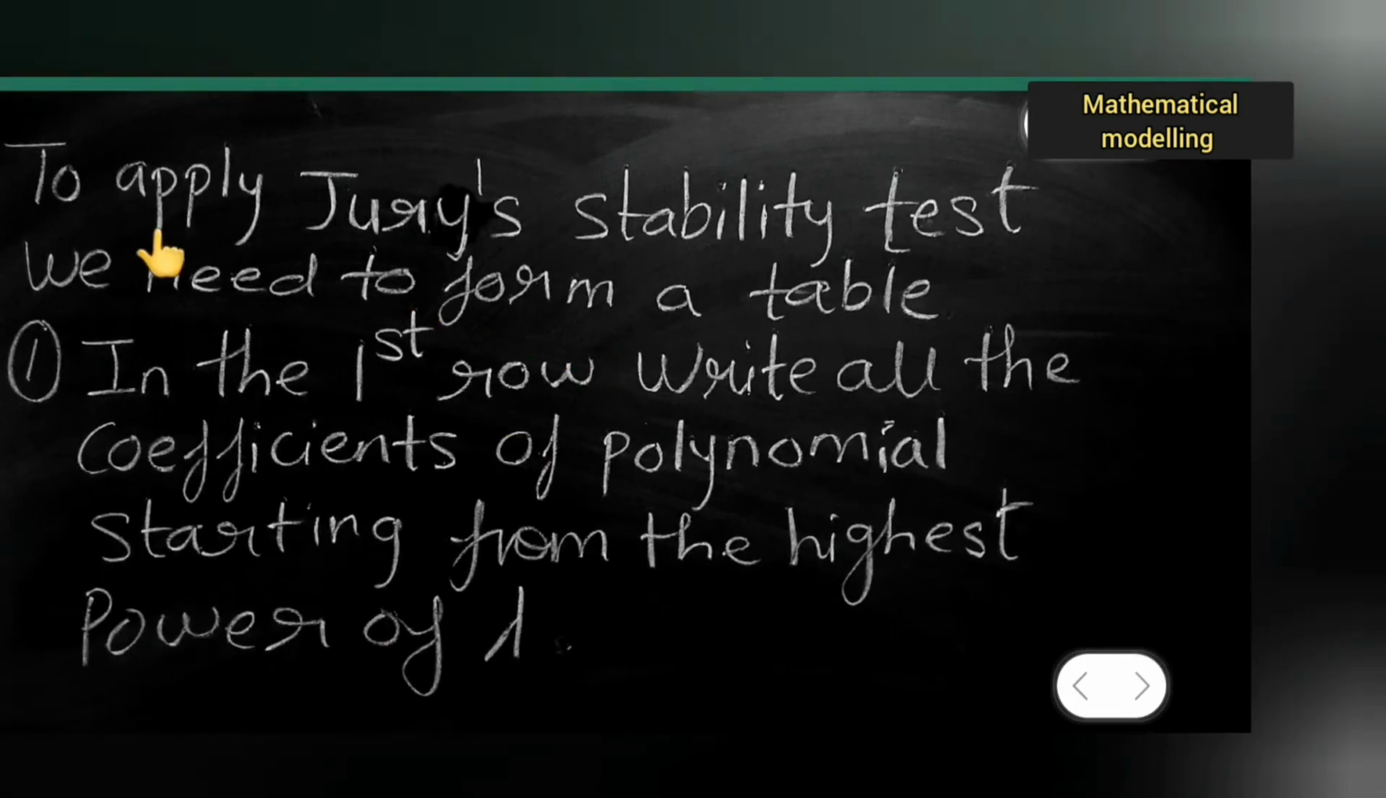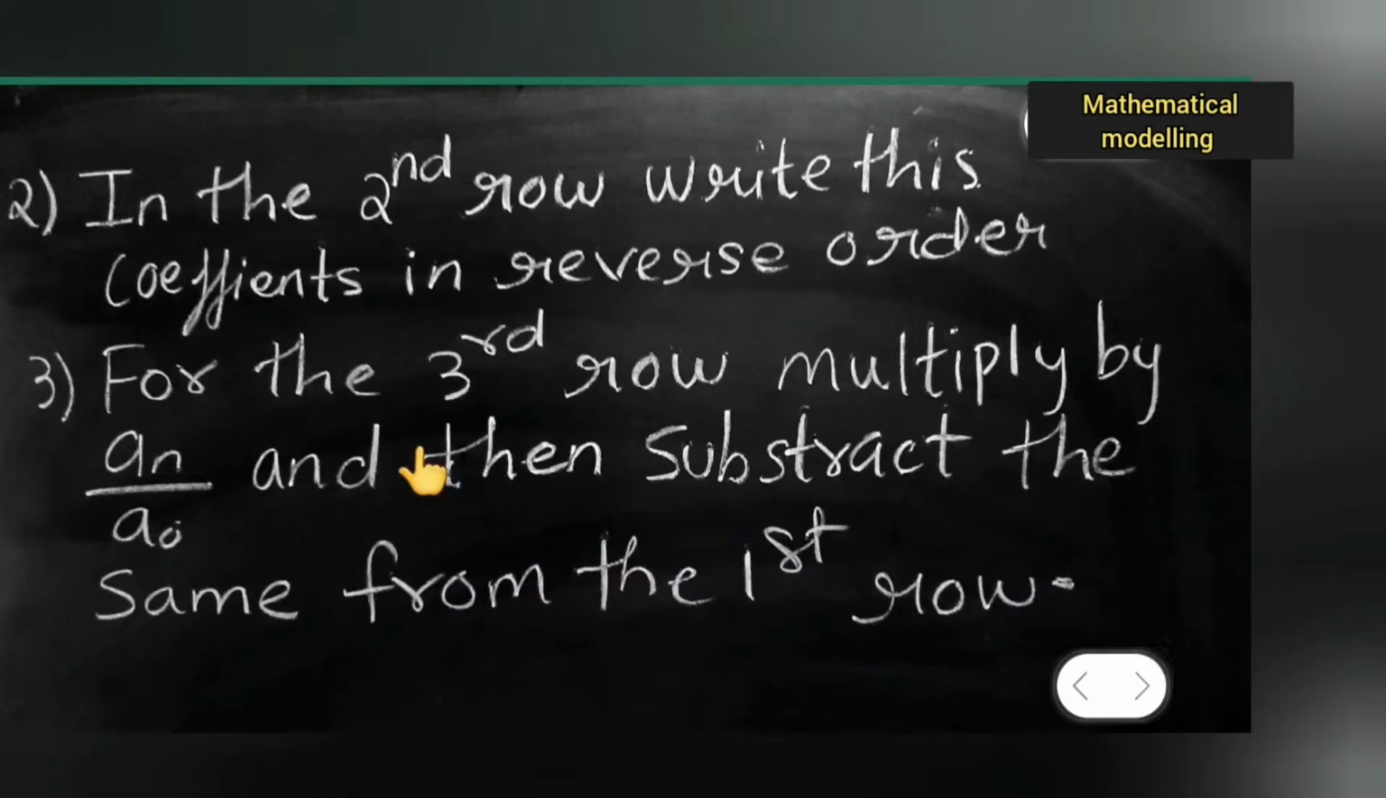Now to apply this Jury stability test, we need to form a table. So what is step 1? In the first row, write all the coefficients of the polynomial starting from the highest power of lambda. The second step says that in the second row, write these coefficients in reverse order. Whatever coefficients we have taken, we have to write all these coefficients in reverse order.